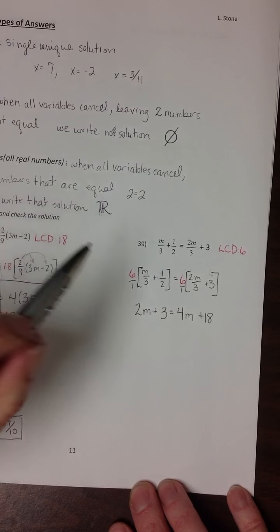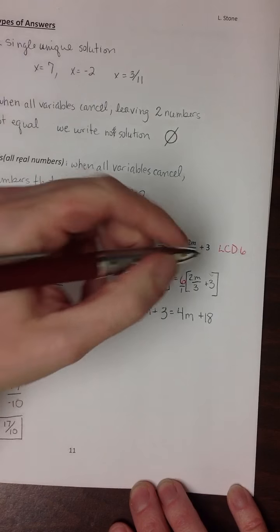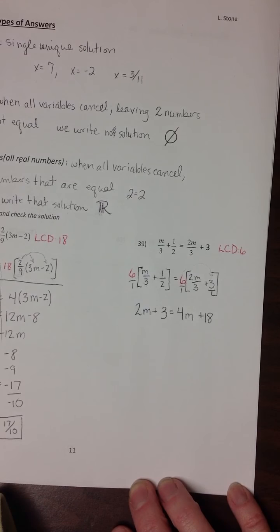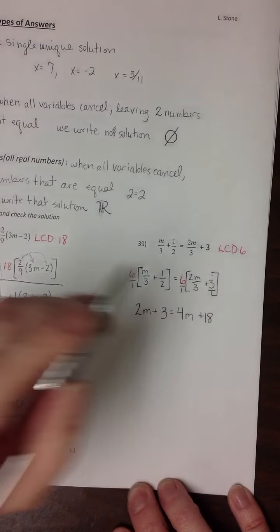Even though it's not a fraction, and even though it doesn't have any variables on it, remember 3 really is a fraction. It's just the fraction 3/1. So the 6 needs to multiply by it as well.